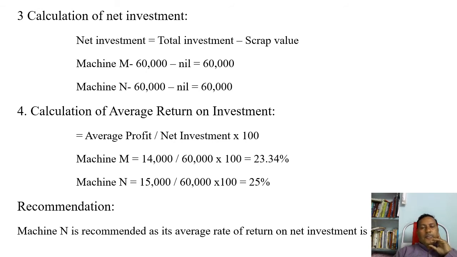So here, whichever is giving the higher rate of return is to be accepted. When you compare machines M and N having the same life, the average rate of return is 25% for N. So it is advised to the management to buy machine N, as its average rate of return on net investment is higher.